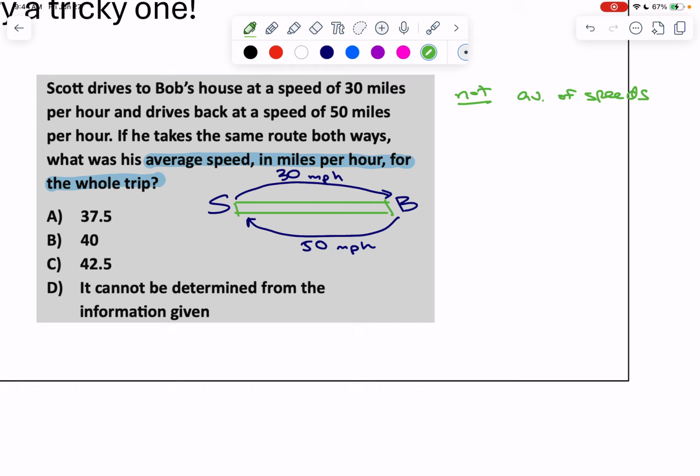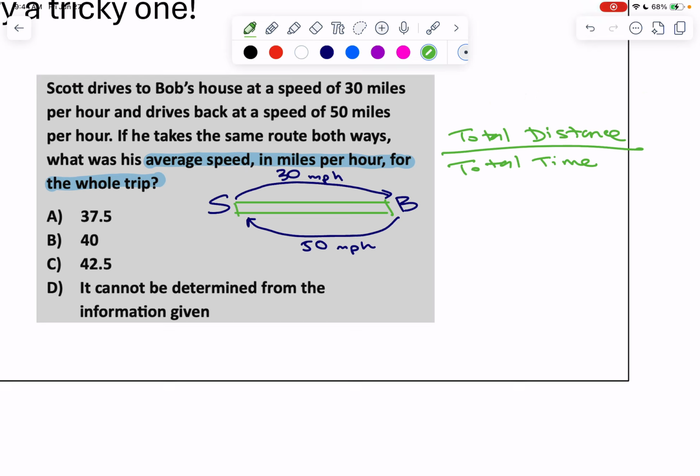No, no, no. It's the total distance divided by the total time. You can only average the speeds if you're spending the same amount of time going both, which we're not doing here. So, question is, in this problem, did they give us the total distance? Give it a quick look. No, they didn't. Did they give us the total time? They didn't give us any time at all.